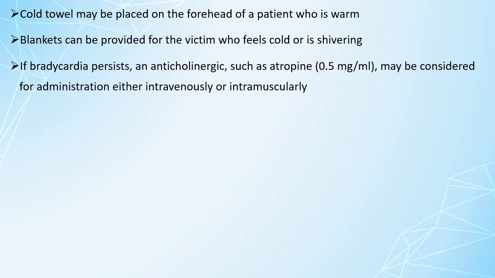Then if bradycardia persists, atropine can be given, usually at a dosage of 0.5 mg per ml in a 1 ml vial. If more than 2 mg is administered, side effects of disorientation or hallucinations can be seen, and it is contraindicated in glaucoma and prostatic hypertrophy cases.